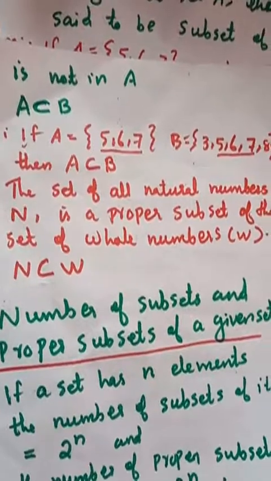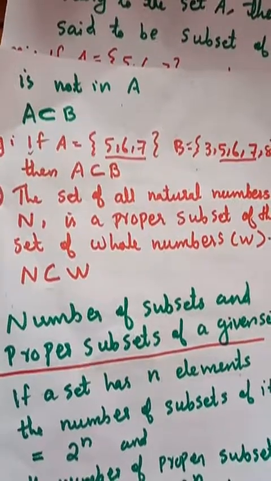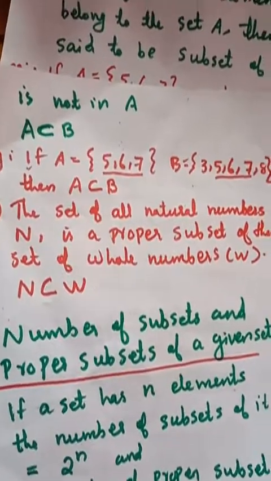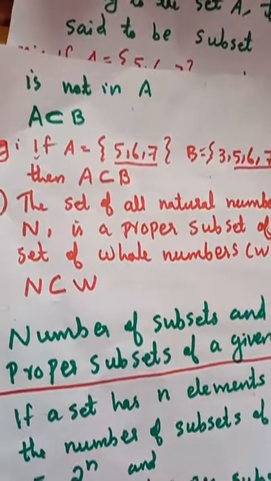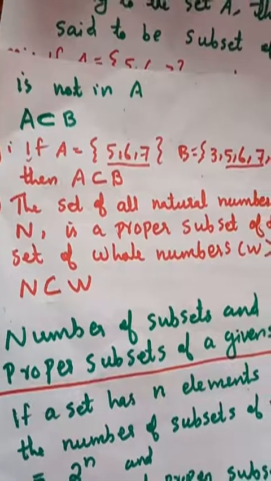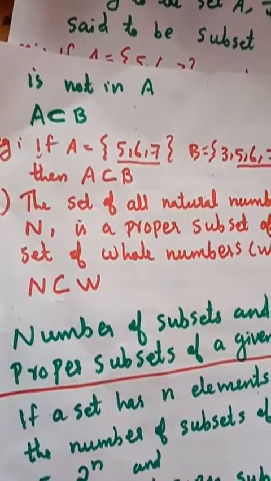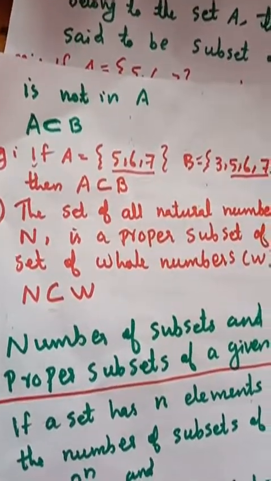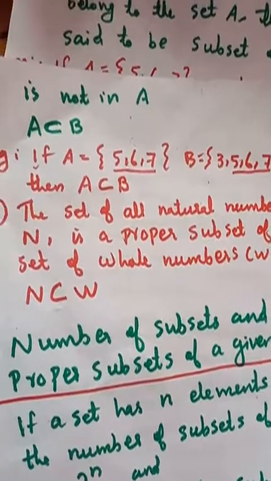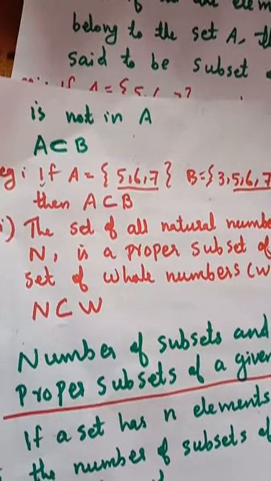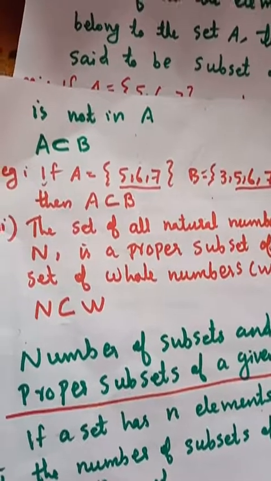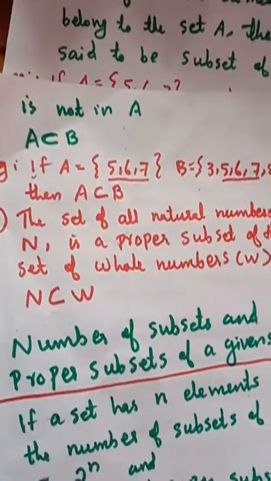Okay, what is the definition? If A is a proper subset, all the elements of A are contained in B. That is the definition of subset. All the elements of A are contained in B and B has at least one element which is not in A. Okay.